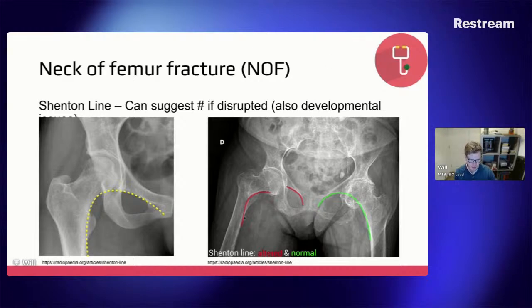On the right-hand side of this image, you can see an altered or disrupted Shenton's line, where it's running up the medial side of the femoral shaft along the femoral neck, but there's a break in continuity before it comes onto the superior pubic ramus. If this is in younger patients with no history of trauma, this may suggest a developmental issue. But if you have a clear history of trauma, hip pain, unable to weight bear, but it's not massively clear on the x-rays, having a look at the Shenton line can help to identify more subtle fractures.